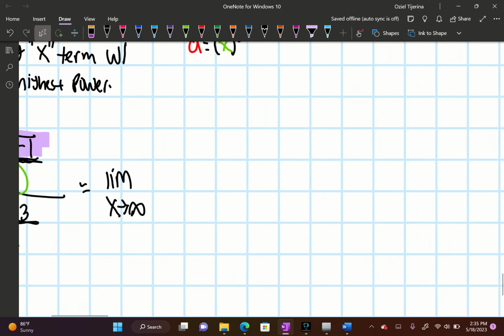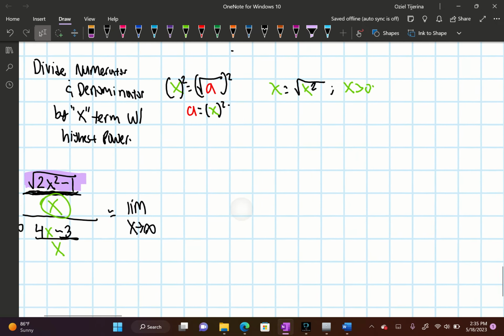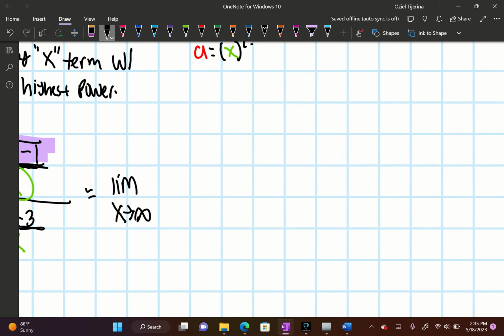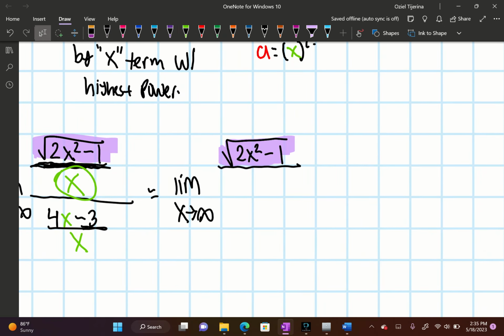We're going to say this is equal to the limit as x approaches infinity of the square root of 2x squared minus 1. So the square root of 2x squared minus 1. And again, this is the top of it. And on the bottom, we're going to say over the square root of x squared. And so then we know that on the bottom part of this, we have 4x minus 3 all over x.